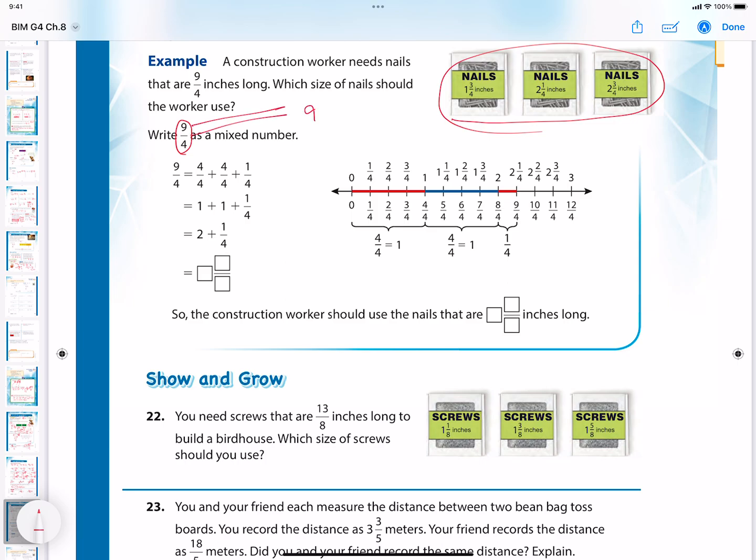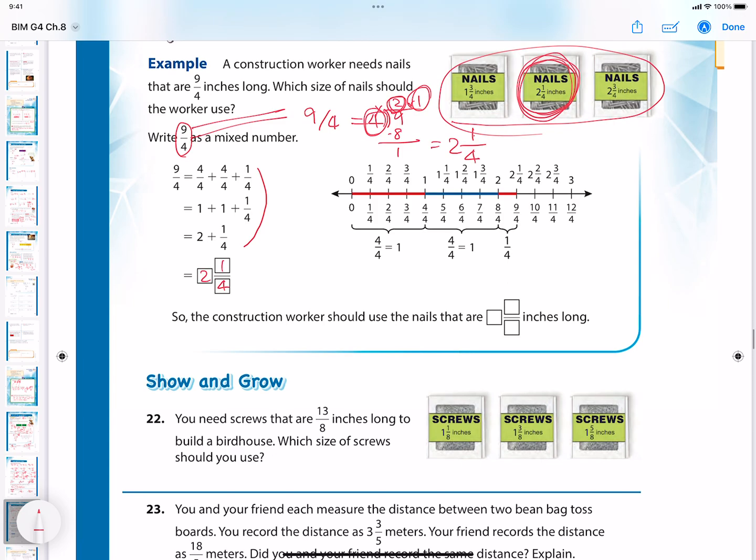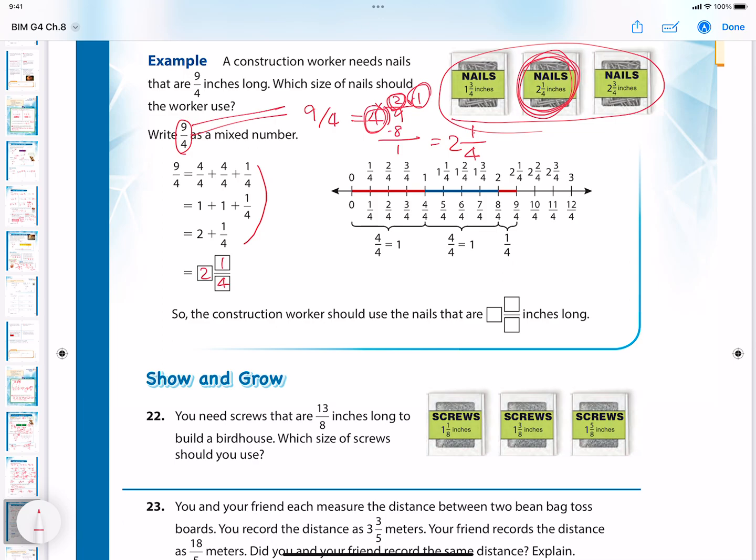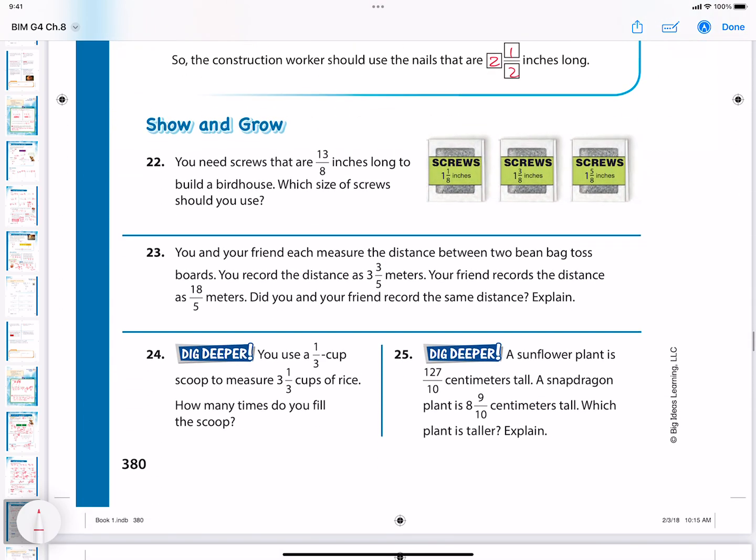And we know 9 divided by 4 is equal to what? 4 can fit into 9 by 2 times. Makes 8, and the remainder is 1. That means the quotient 2 is our mixed whole number, and the remainder goes on top. And this divisor goes what? Yes, denominator. So it has to be this second one. Make sense? All right, so we just keep this process because we know already how to divide, okay? And so the construction worker should use the nails that are 2 and 1/4 inches long. Simple.